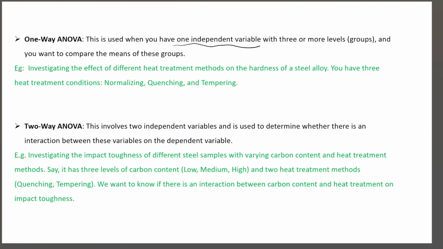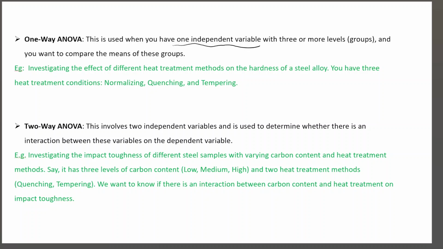Or like if I am doing three different heat treatments, how it is influencing the tensile strength or ductility, all those things come under the one independent variable, which is the one-way ANOVA test. The two-way ANOVA test involves two independent variables, used to determine whether there is an interaction between these variables on the dependent variable or not. Like how these two variables are influencing the dependent variable, and do they have any interaction between them?